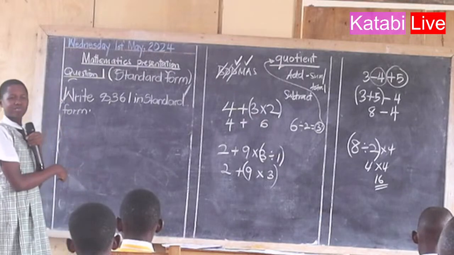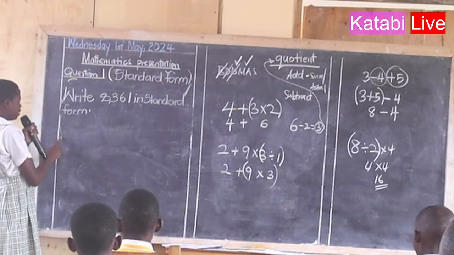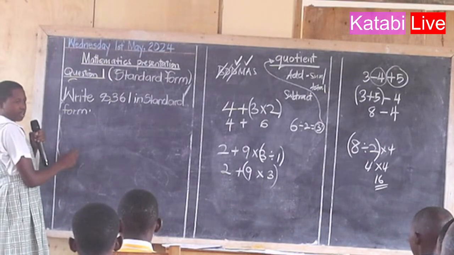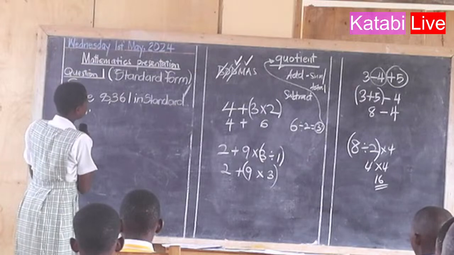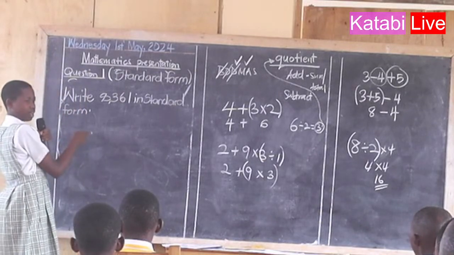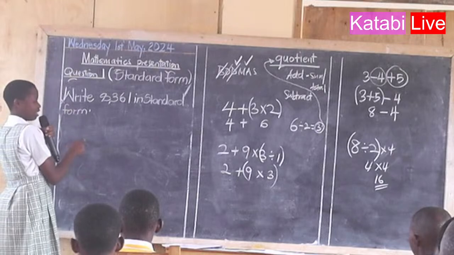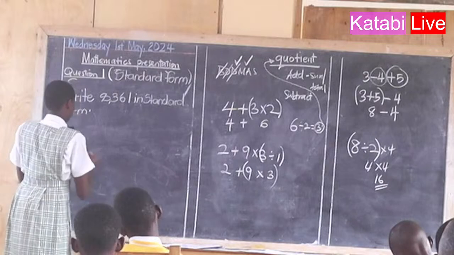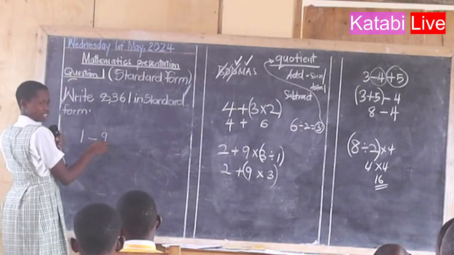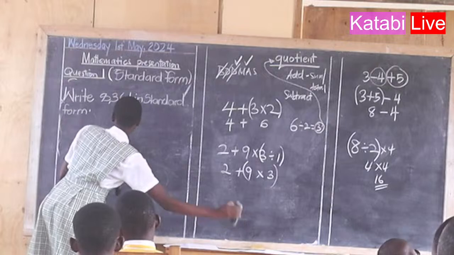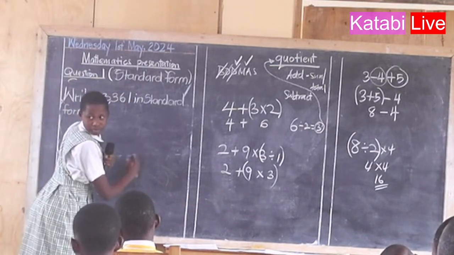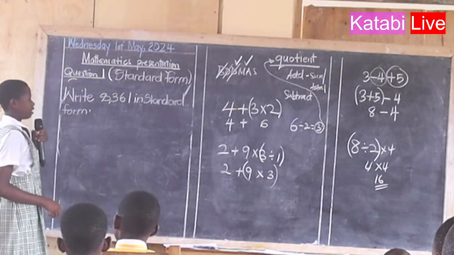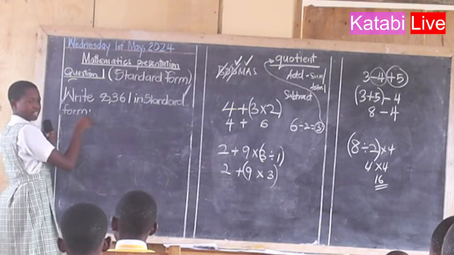The application of standard form is that you leave one digit on the left hand side, and it must be a counting number. Counting numbers begin from 1 to 9, isn't it? Yes. Okay. So let's start working out our number. So let's do it together.